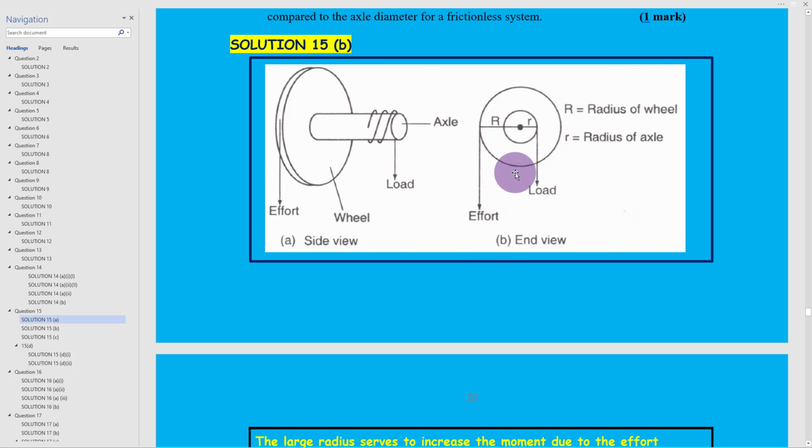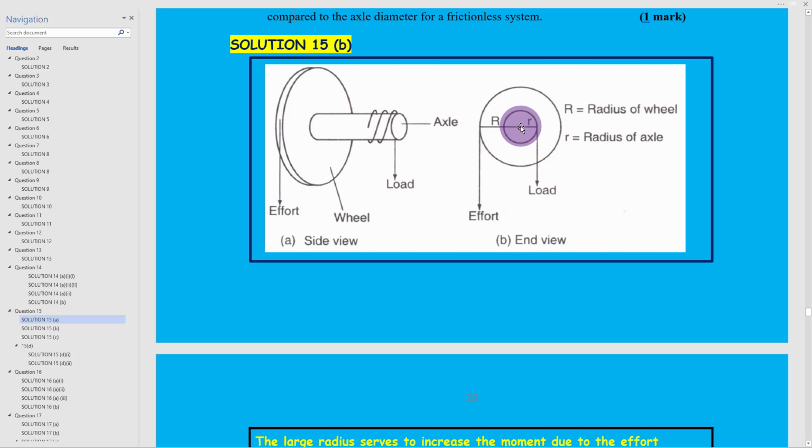So this system turns about this point, and you can see that the effort produces a moment about this axis. The load also produces a moment. So at a certain point where the system is just about to turn, the moment due to the effort, which is the effort times the distance r, will be equal to the load times the distance r. So this helps us when this r is big, and therefore we are being asked, why is it that the effort is connected to the larger wheel?